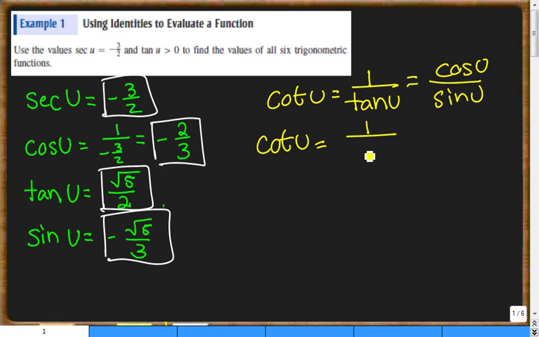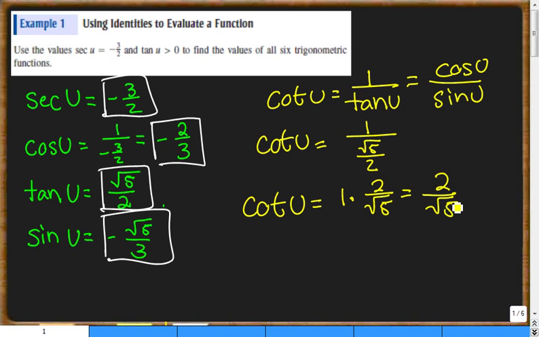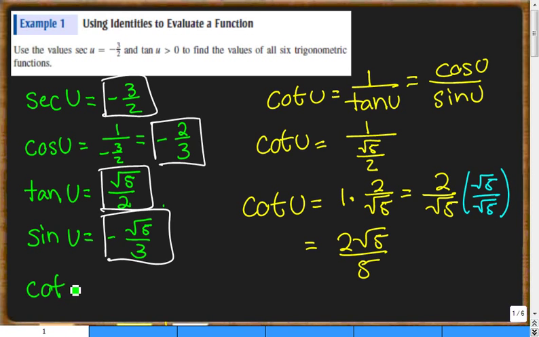So I know that the cotangent of u equals 1 divided by the square root of 5/2, which we can't leave like that. So we're going to get the cotangent of u to be 1 times 2 over the square root of 5, which is 2 over the square root of 5. But we can't leave it like this. We have to rationalize. And you should end up with 2 times the square root of 5/5. So this is our second to last one. We know that the cotangent of u is going to be 2 times the square root of 5/5.